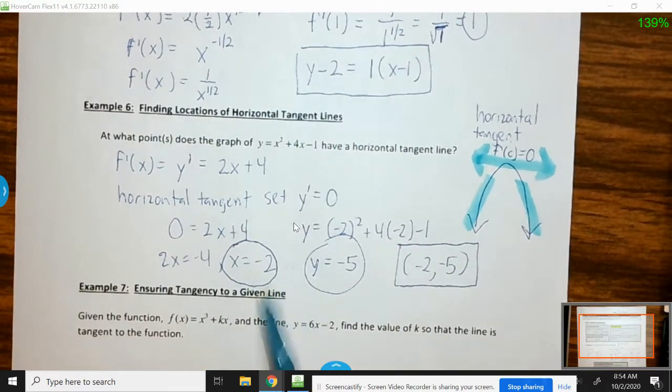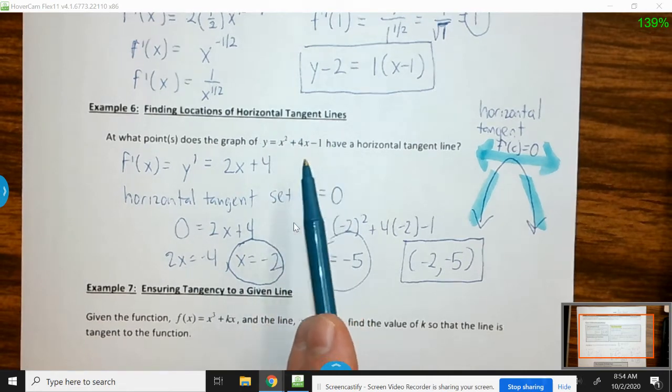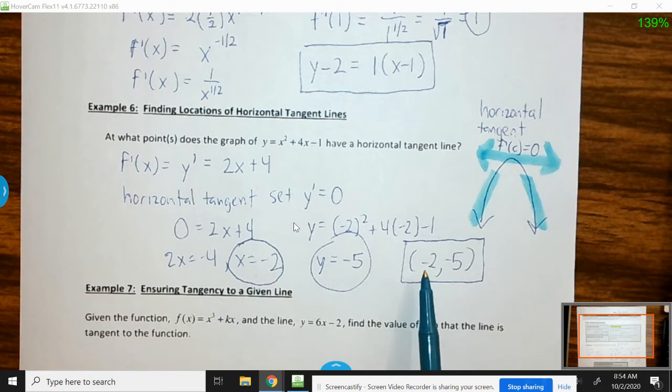And maybe take a second and plug that into your calculator. What you should notice is, since it's a parabola, the vertex is probably the location that we're looking at.